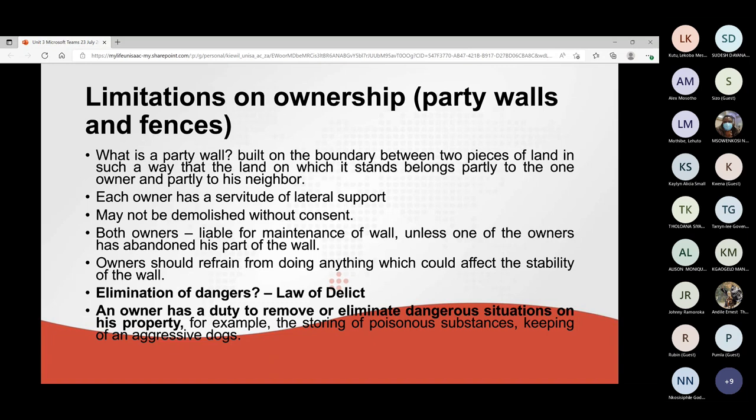For the elimination of danger, my apologies, the law of delict regulates this. Now, remember that an owner has a duty to remove or eliminate dangerous situations on his property. For example, the storing of poisonous substances, the keeping of aggressive dogs, etc.